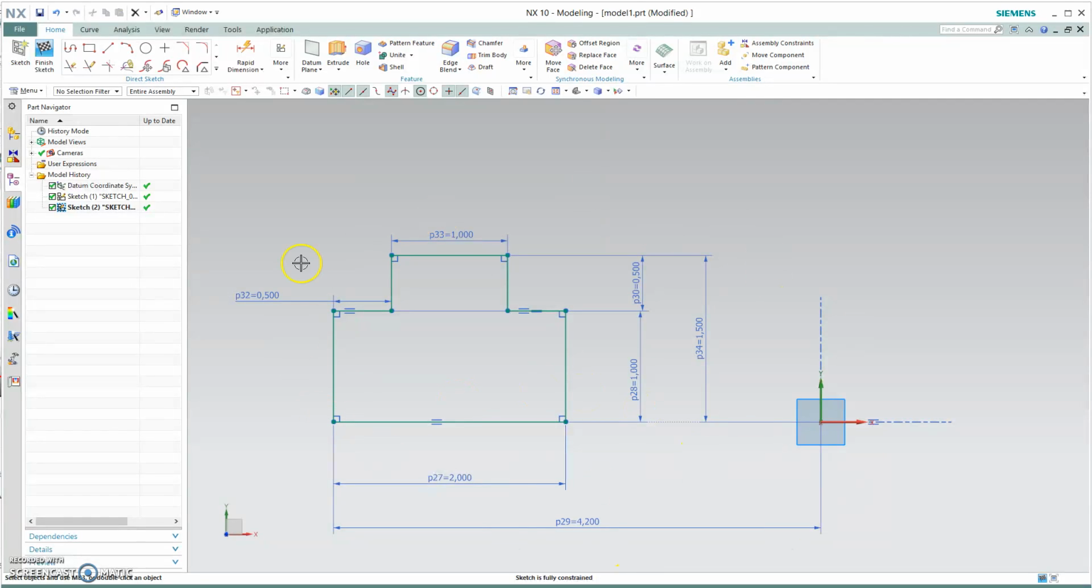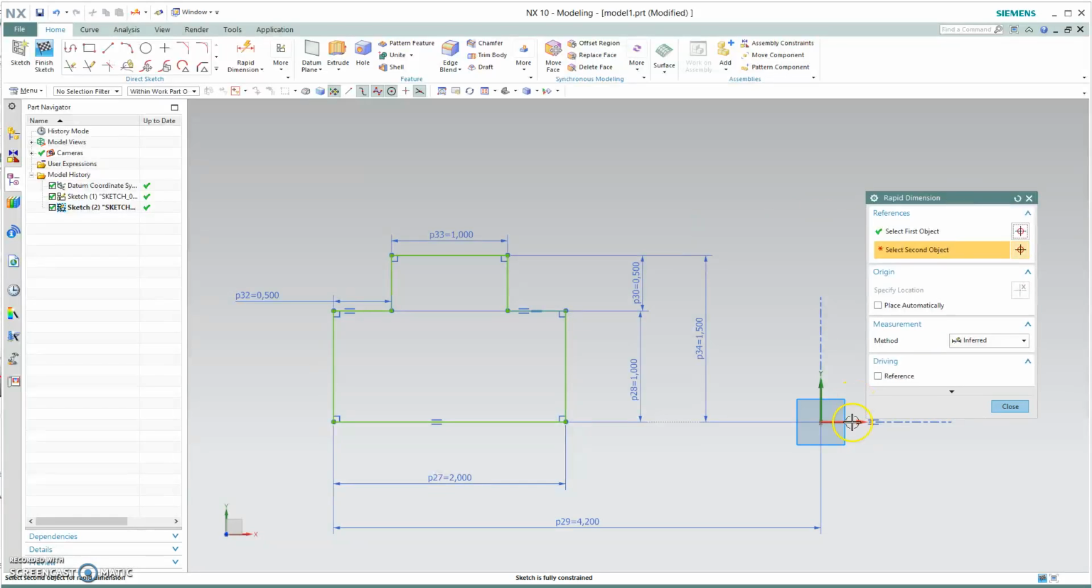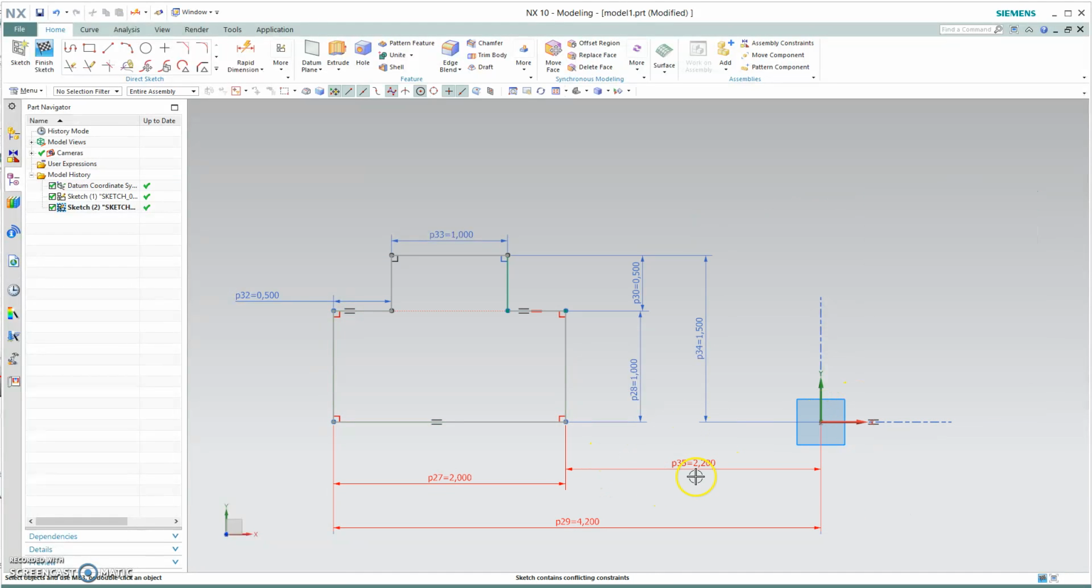And that's what NX is doing whenever you dimension something like this. That's why you don't have to have every single aspect of a sketch constrained, because it figures it out based off the geometry and the rules you have in place. All right, so when you have something like this, it's now overconstrained.